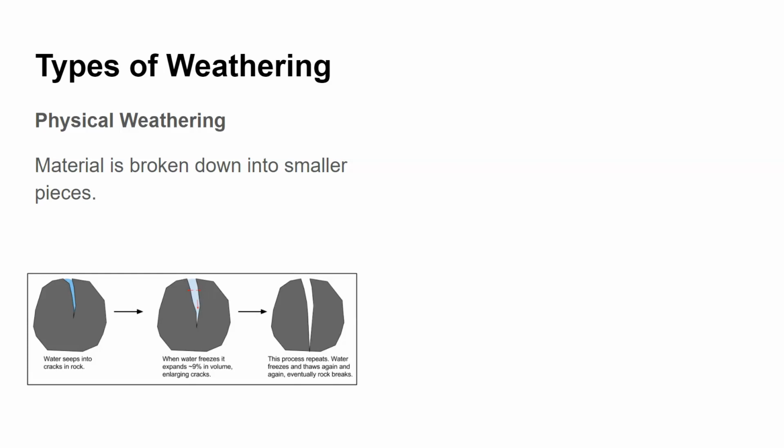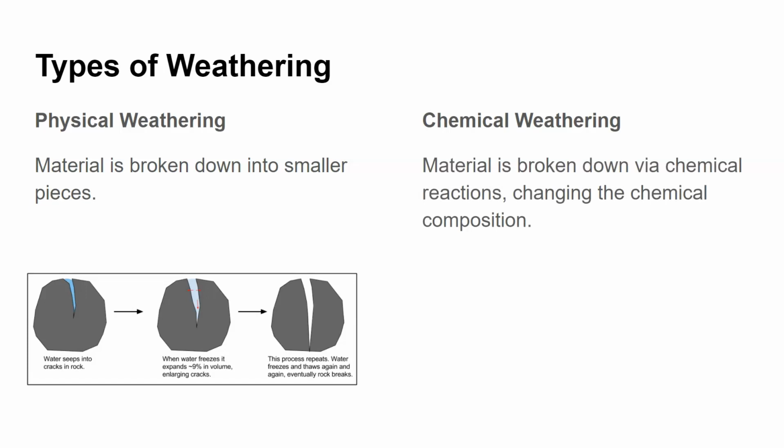The other type of weathering is a little bit more difficult to understand, and that is known as chemical weathering. It's still involving the breakdown of material into smaller pieces, but it's via chemical reactions. So you're actually changing the chemical composition of the material. You're destroying what minerals were there and you're creating new ones in their place.